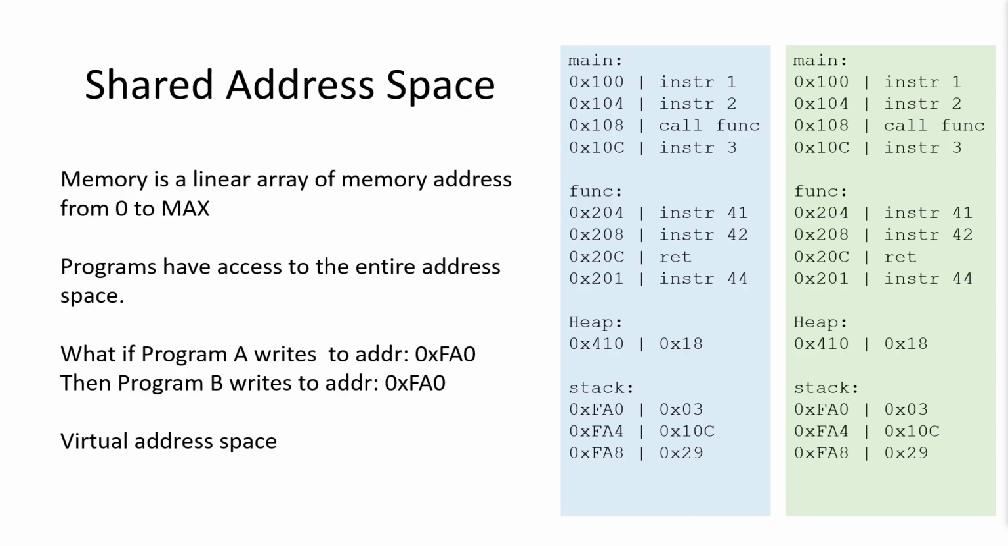So the question that motivates this discussion is, what if program A is going to write to address 0xF0A? It's going to put a 10 there. And then what if program B wants to write to that very same address, 0xFA0, and put a 20 there? We need to make sure that that does not mess up program A when program B overwrites what A has written. In truth, each of these programs does indeed have their very own virtual address space, and the details of making this work are taken care of by the operating system.